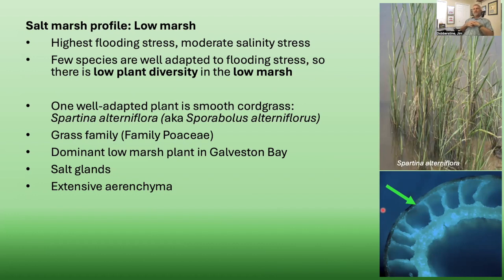This is in the grass family, the family Poaceae, and it is typically the dominant marsh plant in Galveston Bay, especially in the lower bay, below where Smith Point and Eagle Point and Redfish Reef, historic Redfish Reef was. Below that pinch point in the bay, this tends to be the dominant plant.